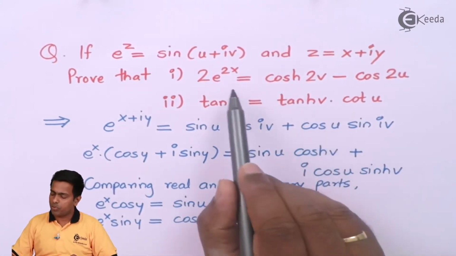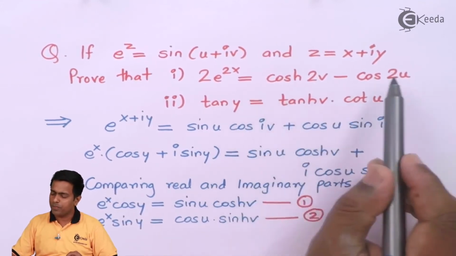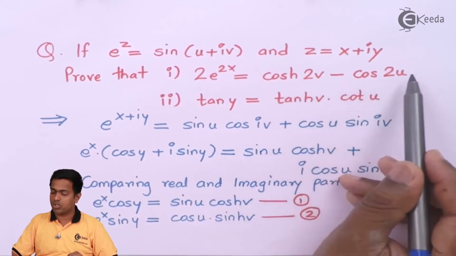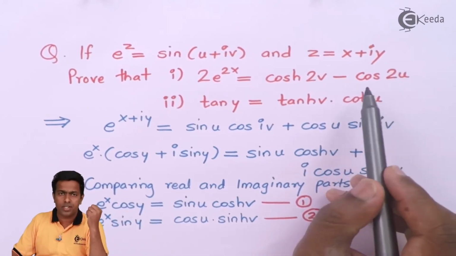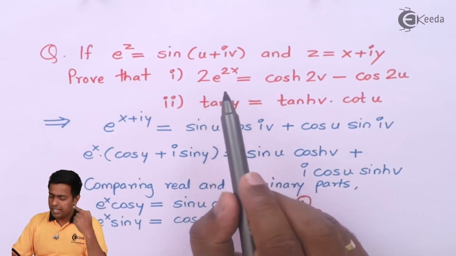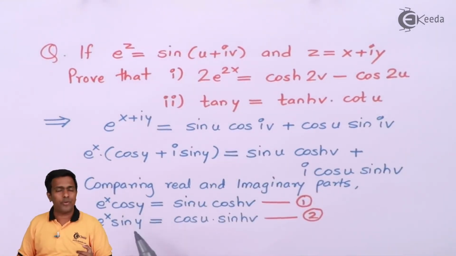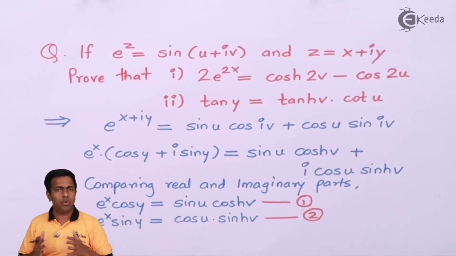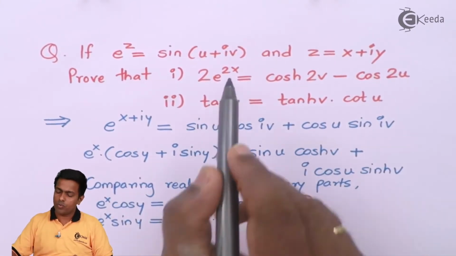So here we have to prove this first result. If you observe, on the right hand side we want cosh 2v minus cos 2u, which means I want both the variables, whereas on the left hand side I just want a single variable, which is x. Now, if you check these two equations, on the left hand side we have both variables x and y. Out of that we don't want y over here.